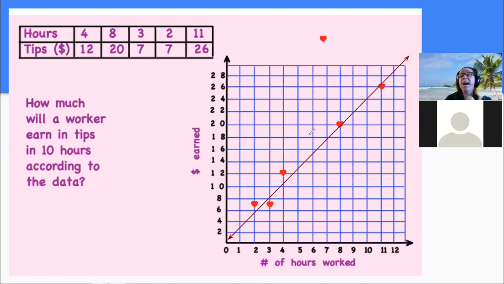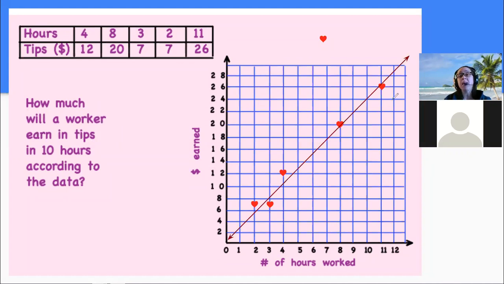Positive. Yeah, it's got a positive correlation because as the hours you work go up, so does the amount of tips that you can earn. Does it have a strong correlation or a weak correlation? Strong. It's pretty strong, yeah, because the data is pretty close to the line. Some of it's right on the line. But yeah, it's got almost a linear relationship there.